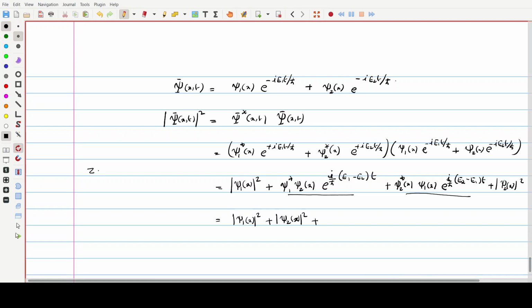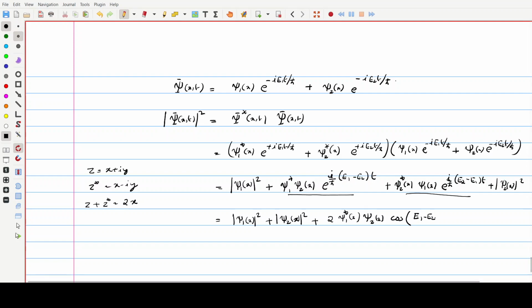So suppose z is x plus iy, then its complex conjugate is x minus iy, and the sum of these two, z plus z*, would give 2 times the real part, 2x. So therefore this can be written as 2 times the real part of ψ1*(x) ψ2(x) e^(i/ħ (E1 − E2) t). So the real part is cos of (E1 − E2)t/ħ.